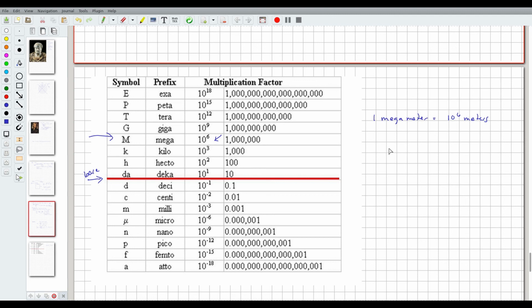So, this is a good place to stop for our first lecture. In our next lecture, we're going to talk about how you convert between units. And also, we're going to talk a little bit about dimensional analysis, which is a very good tool to use.